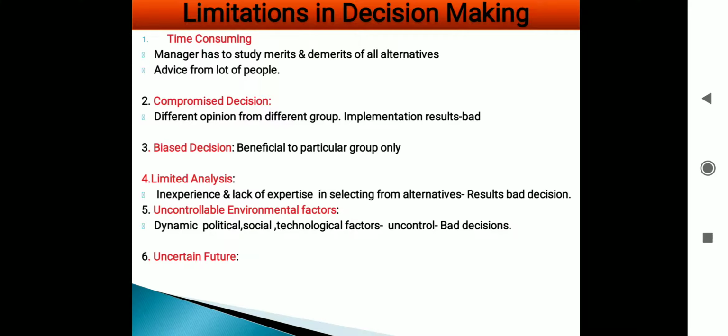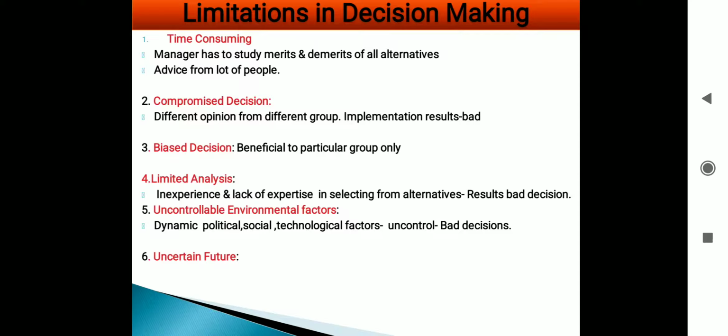Now let us see the limitations in decision making. There are many limitations in decision making. The first one is that it is time consuming. As we know, the manager has to take opinions from many of his subordinates, and he has to study the merits and demerits of all the alternative solutions, and then finally he has to decide. So that way it is time consuming.